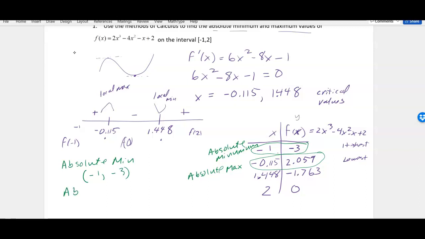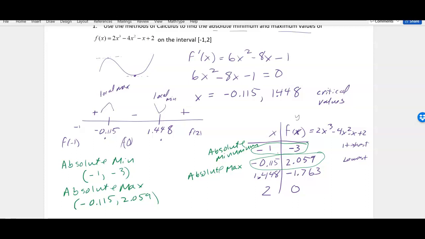And the absolute maximum occurs at the point x equals -0.115, and y is 2.059. That is the answer. Now, a lot of times students skip the endpoints and just give me the local max and local min. You have to check the endpoints if you're asked about absolute minimum and absolute maximum. It's that one more step you have to do.